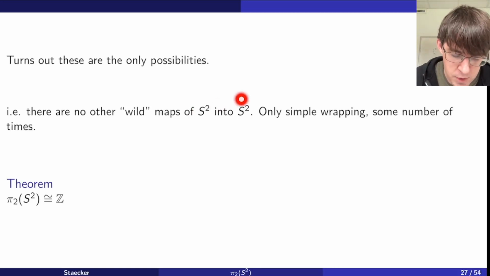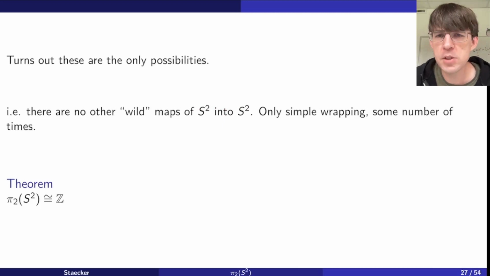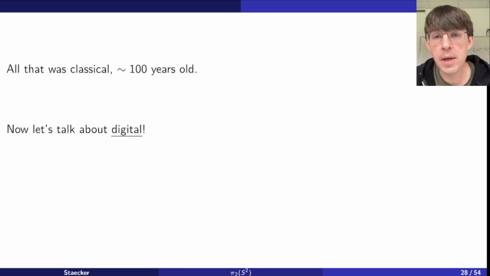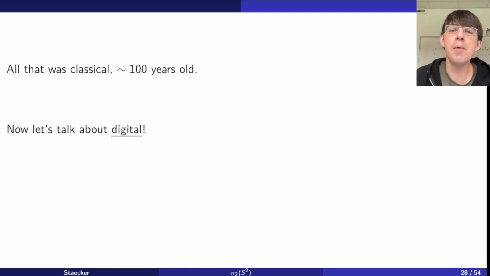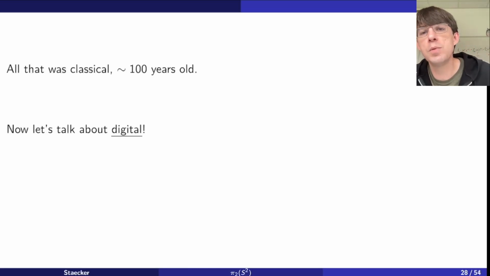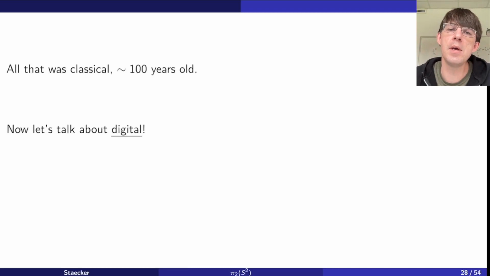And if you change these 2's around, Hopf actually understood pretty well Sn into Sn, but if you want to do, for instance, S3 into S2, there actually are other wild ways to do it. So this is an interesting thing, and I'm not really going to get into the details. Anyway, all of that was the classical topological picture that people have been talking about for a very long time. I want to talk about digital, and this is what the paper with those other guys that I mentioned at the beginning is all about. Try to do the same thing, but for digital spaces.